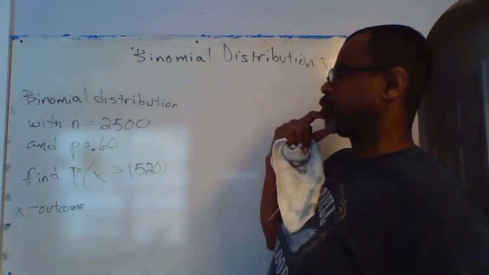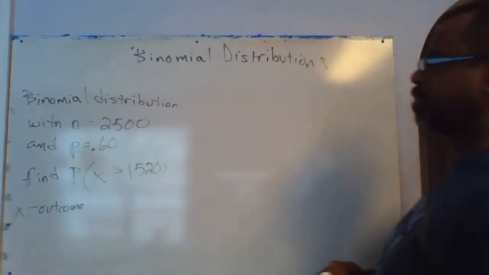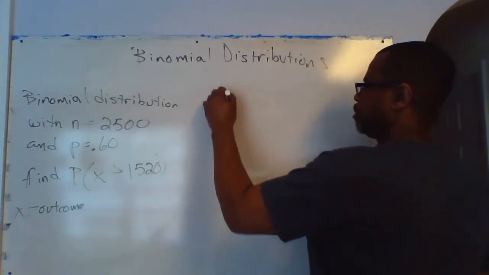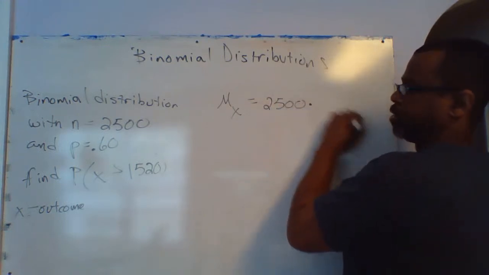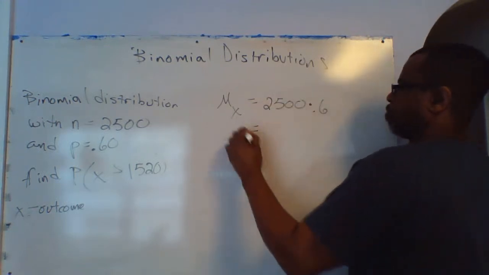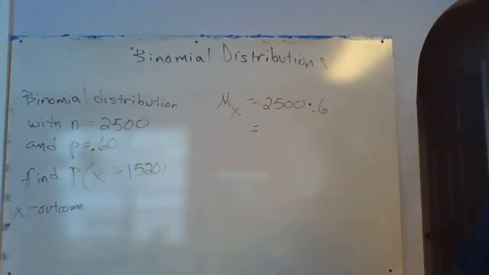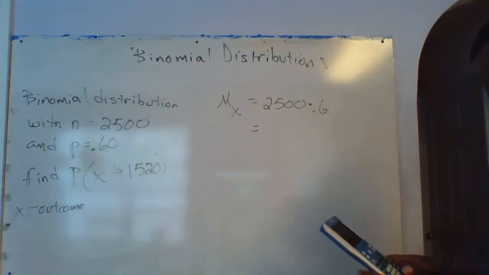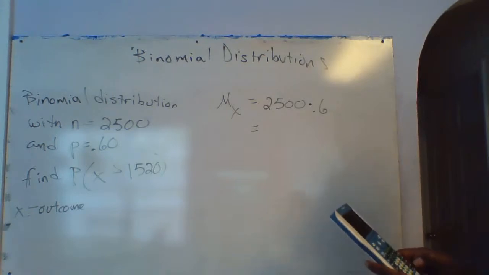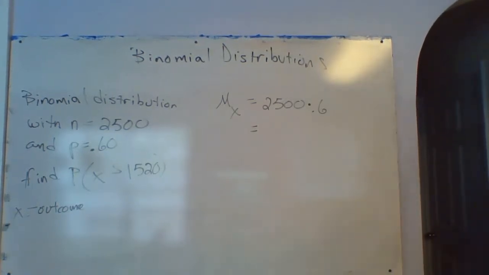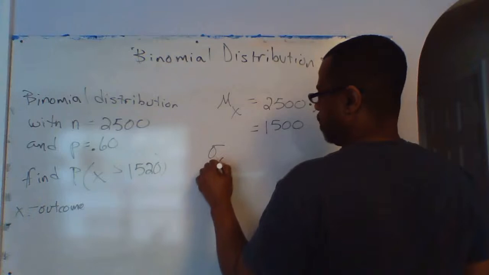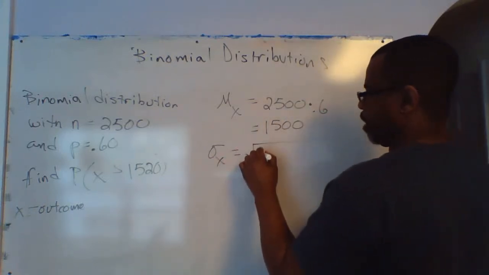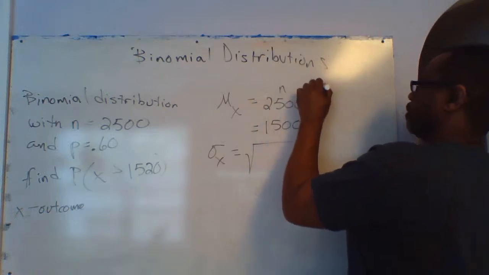So with this, we're going to find this probability. Since it's a binomial distribution, the mean of x is simply going to be 2,500 times 0.6, and that gives me 1,500. Now to find the expected standard deviation, we're going to take the square root of, so this is n times p.